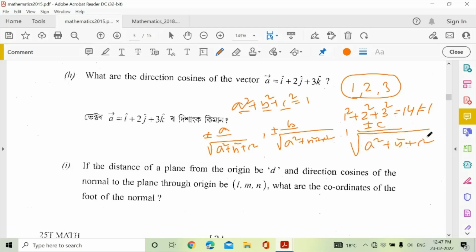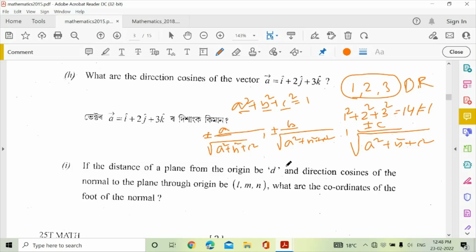I hope all of you have got my point. So first of all, you should have a confirmation about whether they are direction ratios or direction cosines. Here the coefficients are 1, 2, 3. The sum of their squares is 14, not equal to 1. That's why they are direction ratios, not direction cosines. We can easily convert the direction ratios to direction cosines. The procedure will be plus minus a by this one, plus minus b by this one, plus minus c by this one.